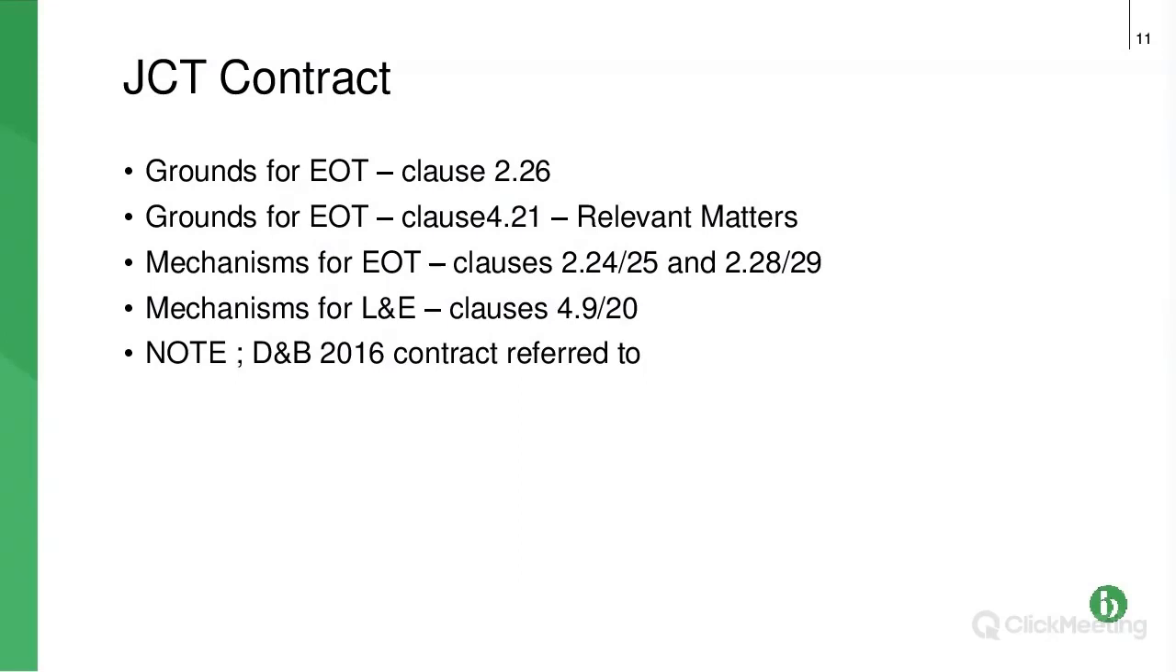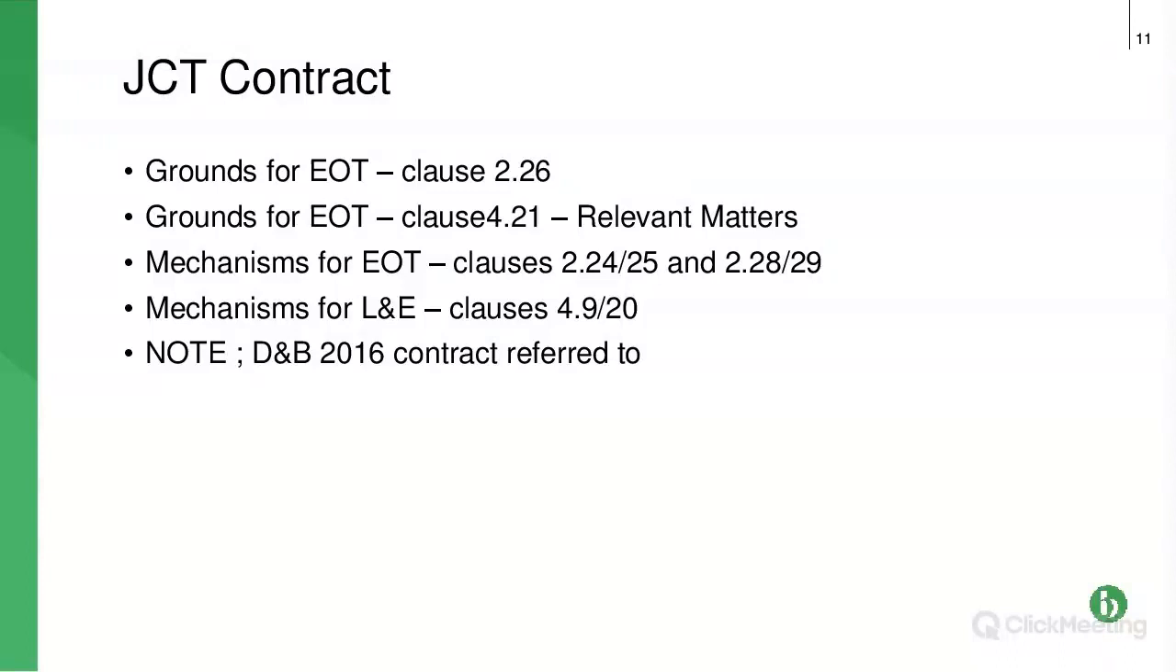So just a quick look at these notices. It's tedious. I mean, I find it tedious, and it's my life, I suppose, as a lawyer to an extent. But JCT, let's run through this really quickly. The grounds for an extension of time are dealt with, so this is the design and build, but the other contracts are very similar, in clause 2.26. So they're called relevant events. You'll probably be familiar with them.